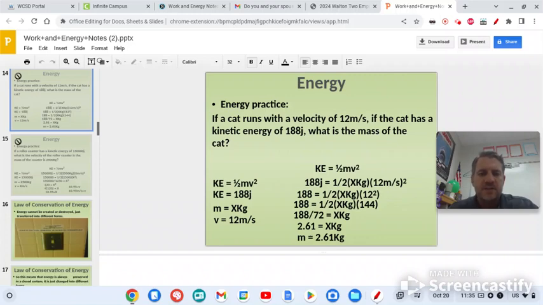This one here is one using kinetic energy, trying to find the mass as well. So you're going to do half times 12 squared. So it'll be 72, divide both sides by that. But I'm going to walk you through this today and help you guys out in class in our one-on-one times.